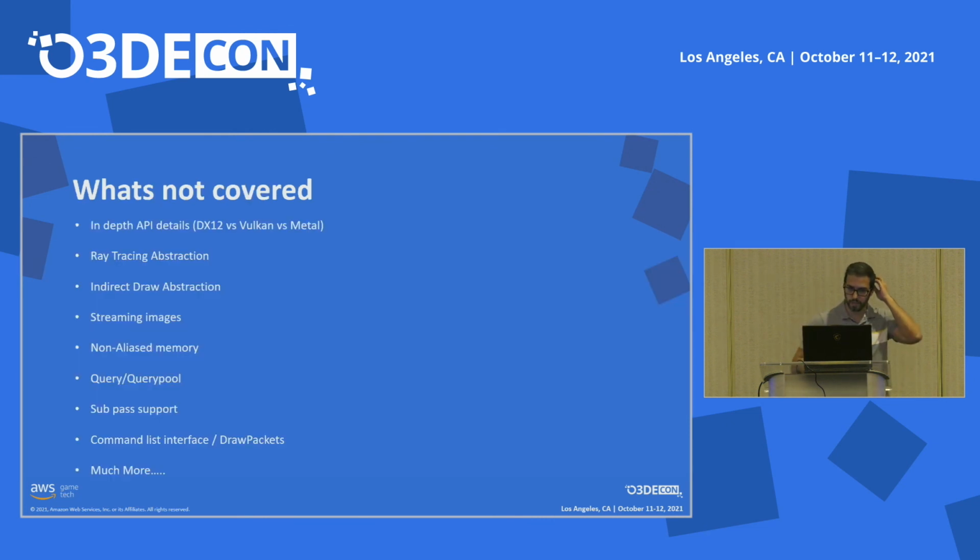So this is a lot of information for RHI, and it's actually pretty huge. It has a lot of code in there. There's a lot of stuff that I did not cover, specifically because of time constraints. I didn't cover anything related to ray tracing abstractions, indirect draw abstractions, streaming images, query, subpass, which is basically how you use tile GPUs, command list, and even specific API details related to DX12 versus Vulkan versus Metal. So the RHI is huge. I've tried to cover just the top 4 problems.